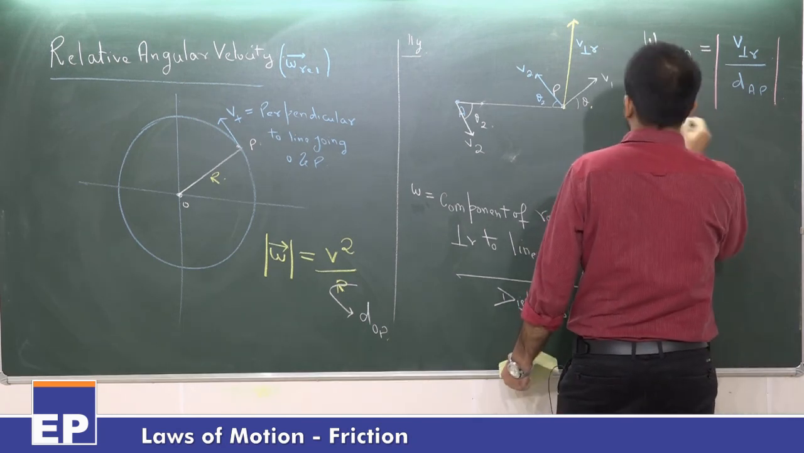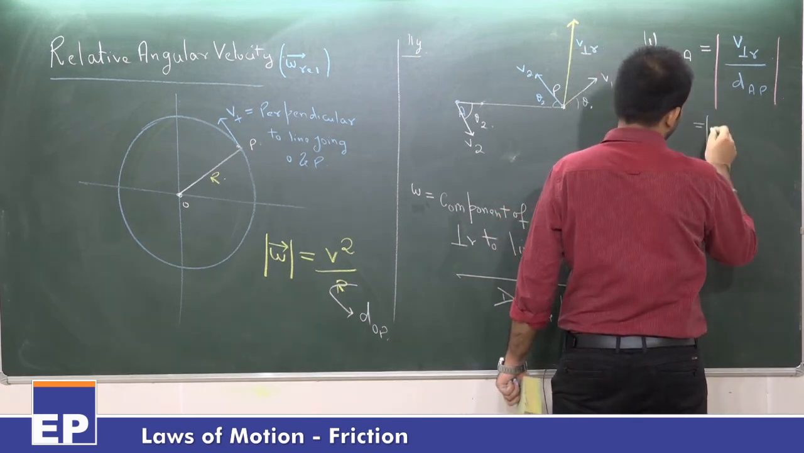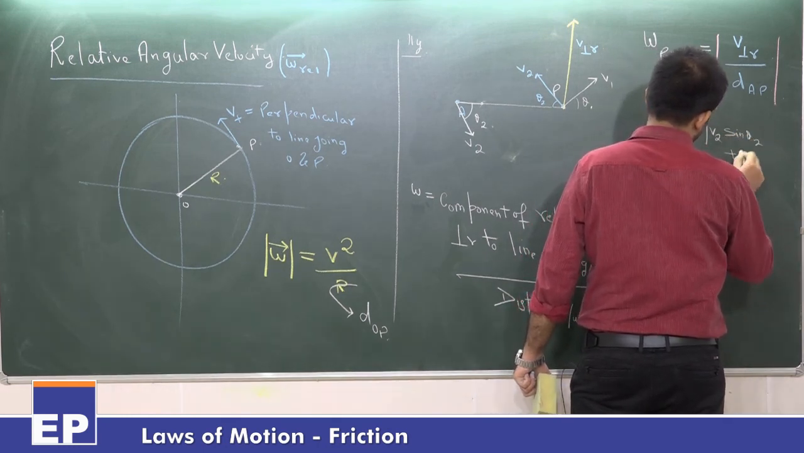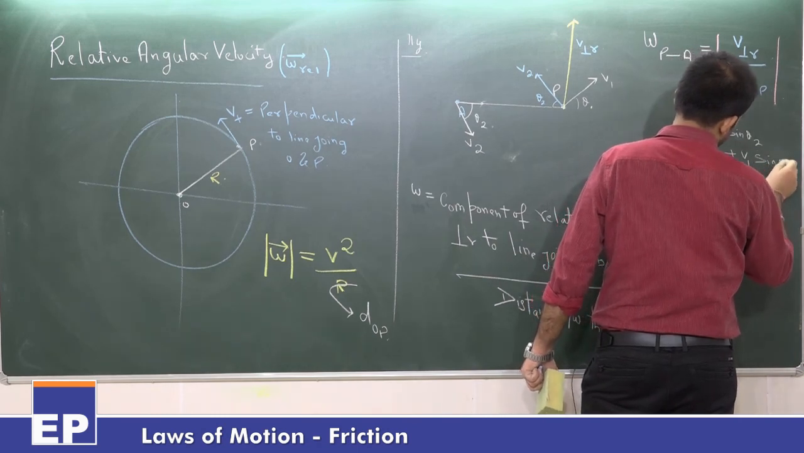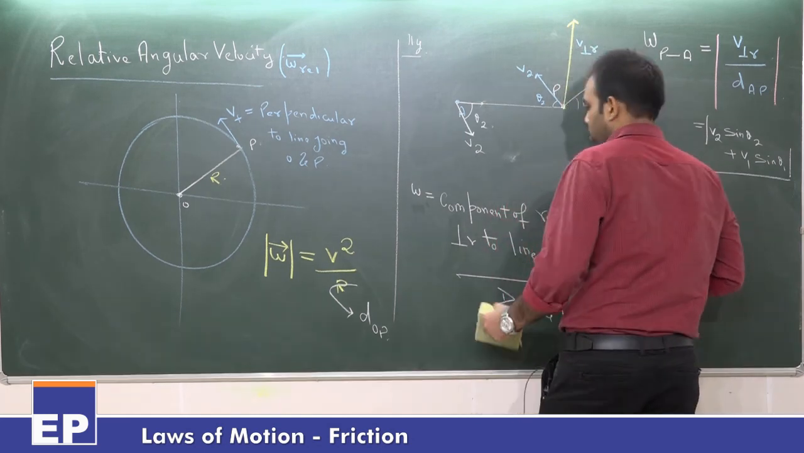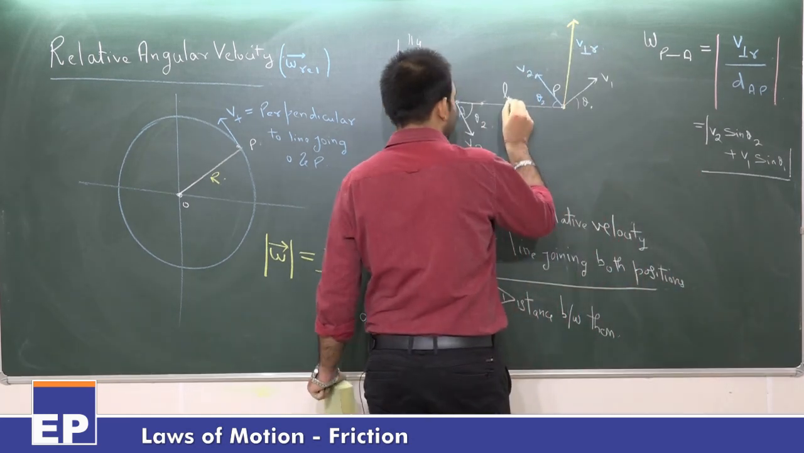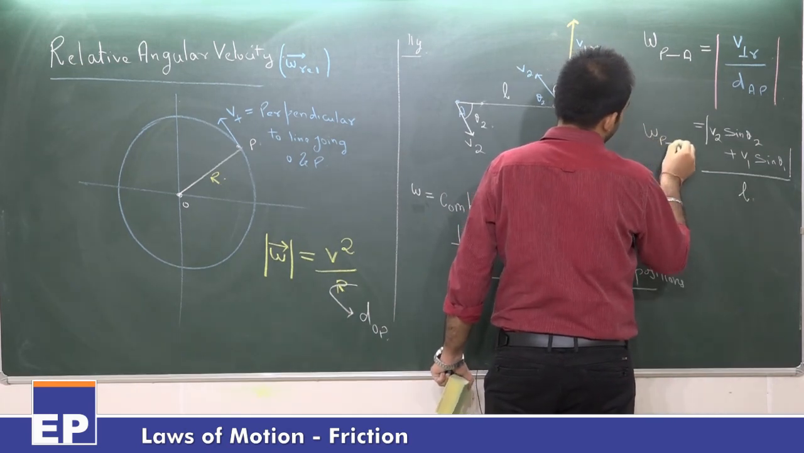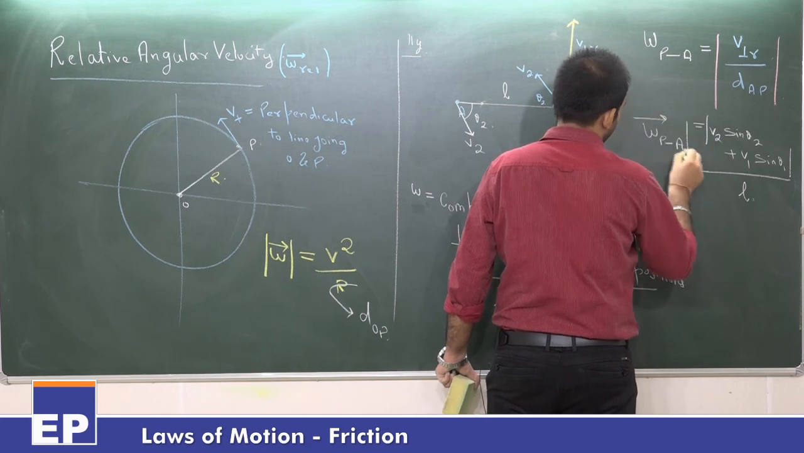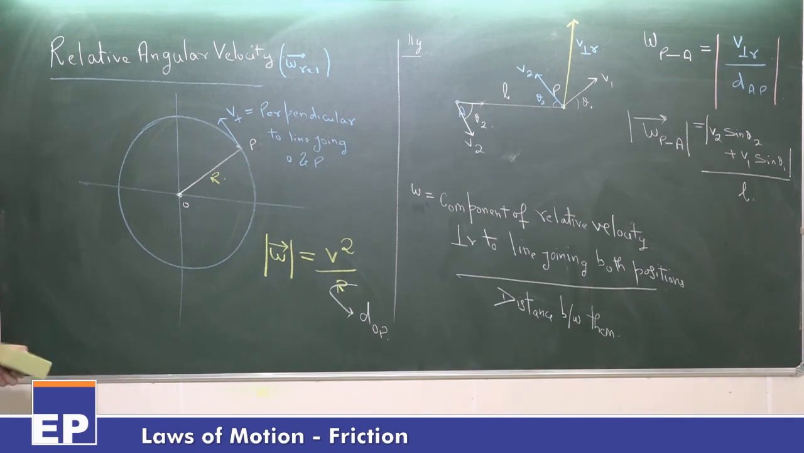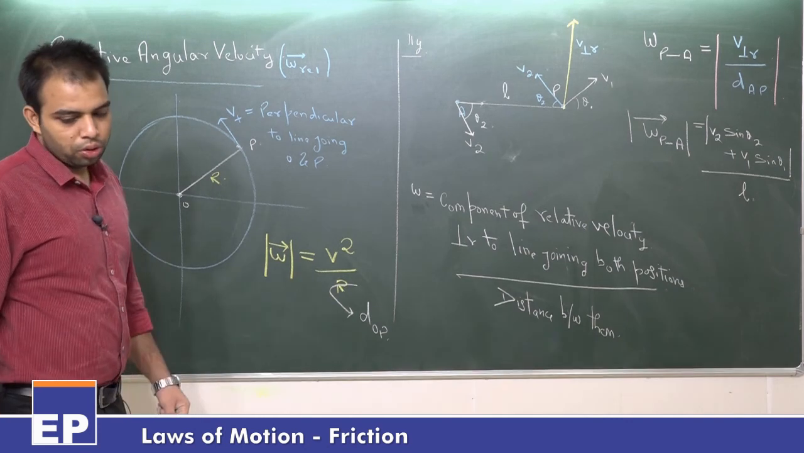Now, how much is this coming out in this case? It is V2 sin theta 2 plus V1 sin theta 1. How much is this distance? Let's put the distance given as L, so divide by L. This is the magnitude of the angular velocity of P with respect to A. Is it clear? So in this way we can calculate such things. Right? Write it down.